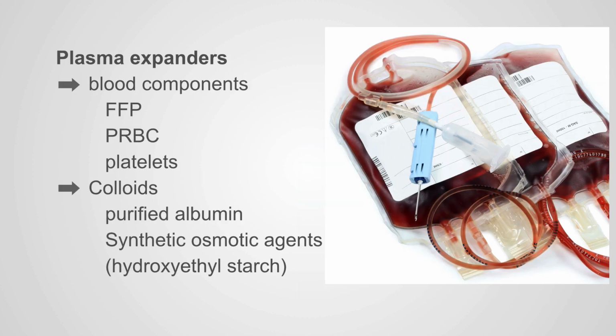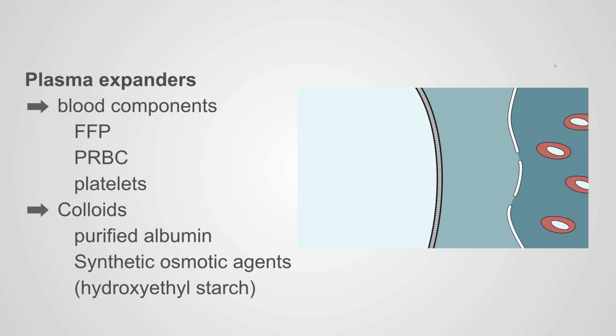Plasma expanders are locked into the plasma compartment, and there are 2 main categories. There are blood components made of fresh frozen plasma, packed red cells, and platelets, and colloid solutions, which are either purified albumin or synthetic osmotic agents like hydroxyethyl starch. Plasma expanders, as their name suggests, are locked into the plasma compartment.